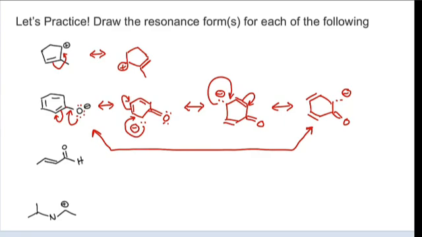The next problem is an allylic aldehyde. So we can use the pi electrons in the carbon-carbon double bond and kick them off onto the electronegative oxygen atom to show another way that this molecule can be drawn, although this would be a less important, if you will, resonance form. So next video we'll talk about major and minor resonance forms.